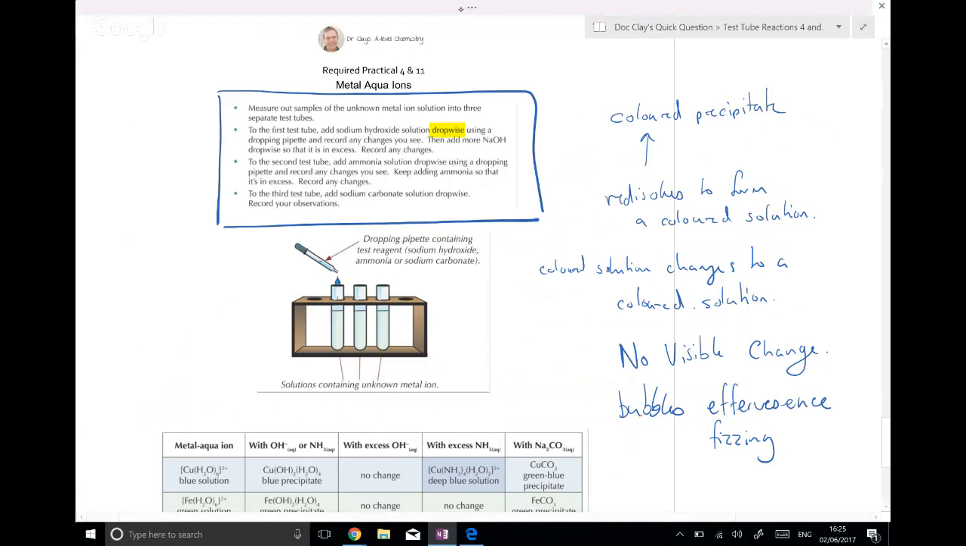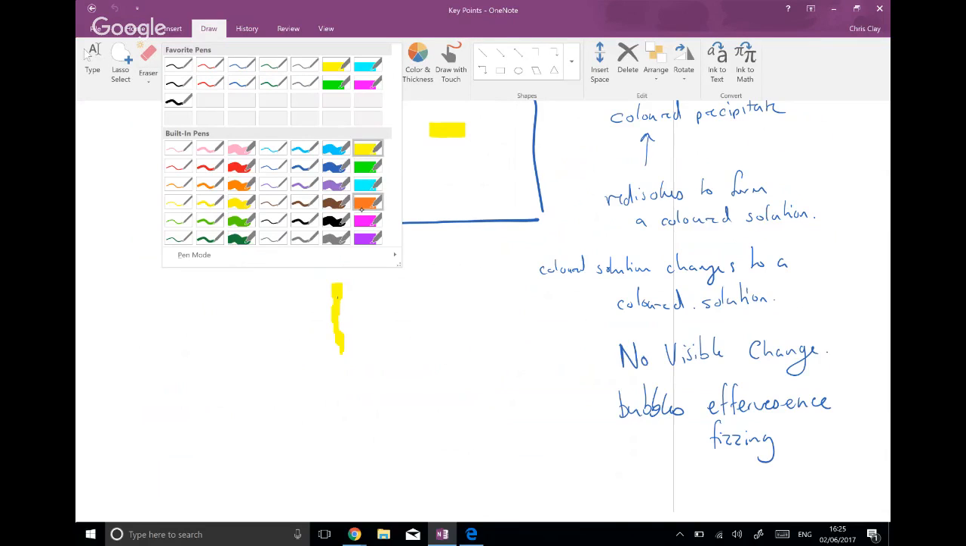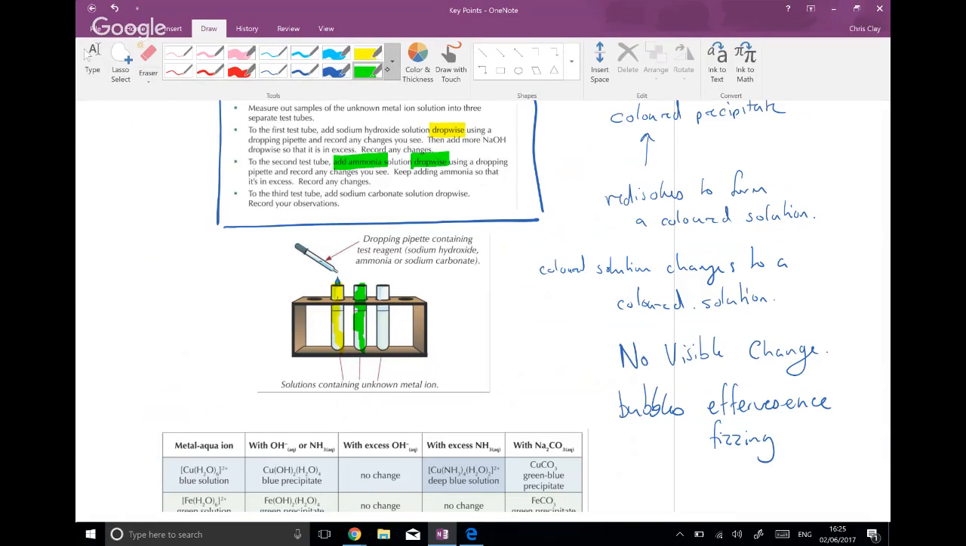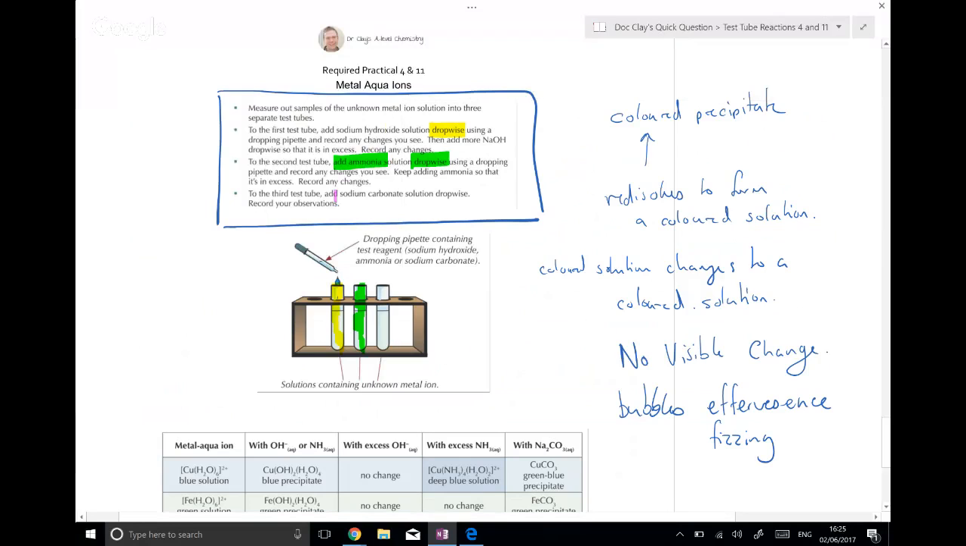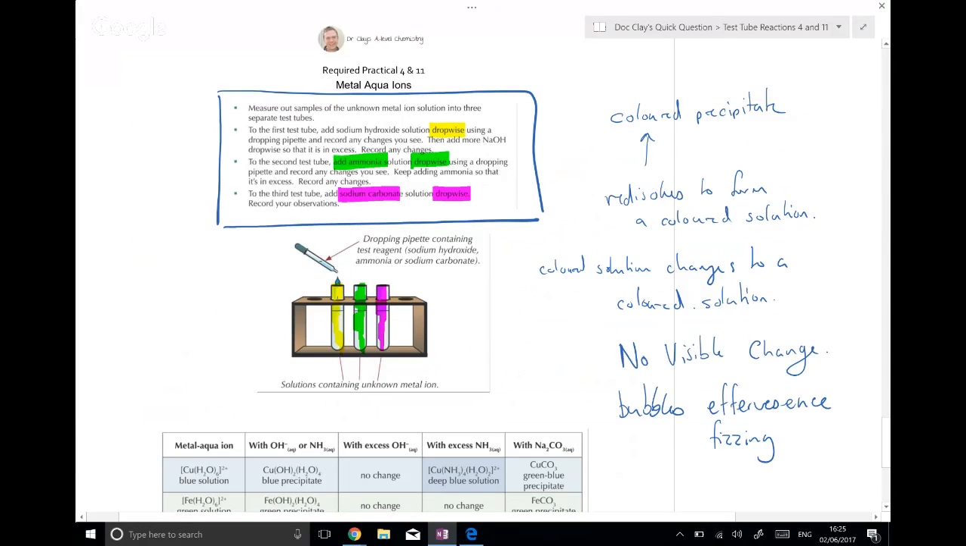All right, then again, the addition here. To the first test tube, we add in sodium hydroxide solution dropwise. Then to the second test tube, you add ammonia solution, again dropwise. And then to the third solution, you're going to add some sodium carbonate, once again dropwise. Once you've added them dropwise and noted any changes, then you may add more sodium hydroxide.